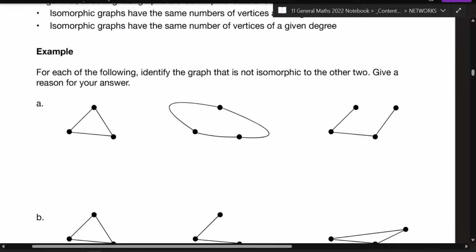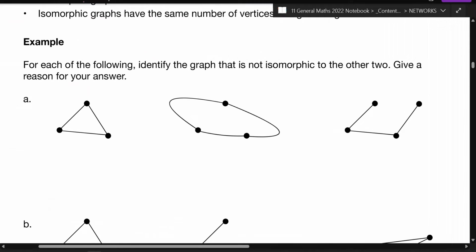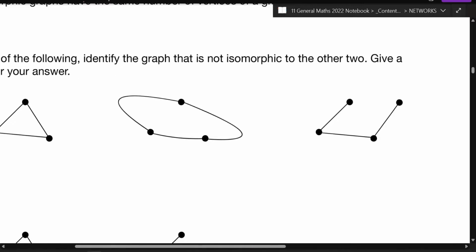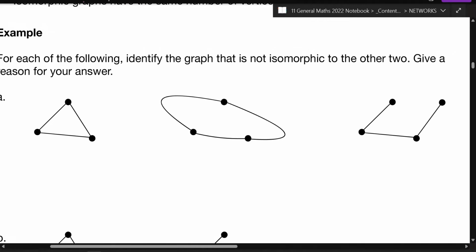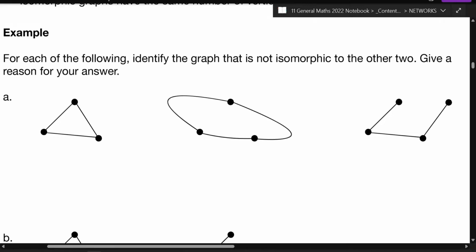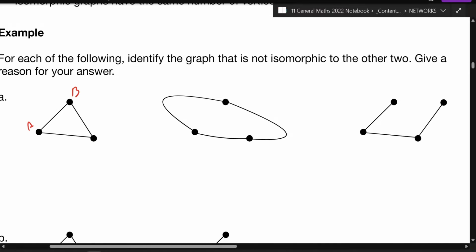All right, let's use this as an example. For each of the following, identify the graph that is not isomorphic to the other two and give reason for your answer. Okay, generally speaking, I like to label the vertices here. So you might want to put, for example, A, B, C. You don't have to, but it might help with the reasoning part. Yeah, I've seen it being done on some SACs, but you don't necessarily have to.